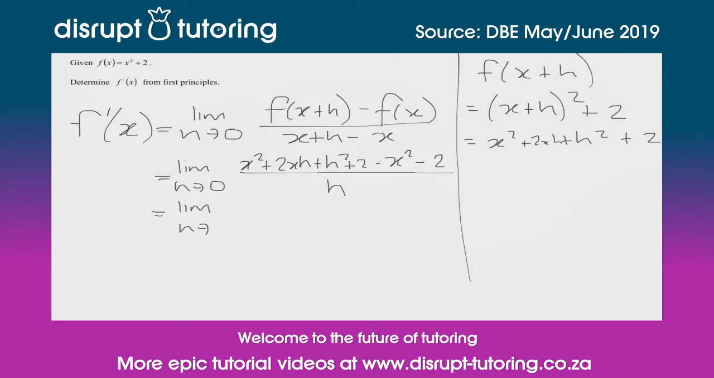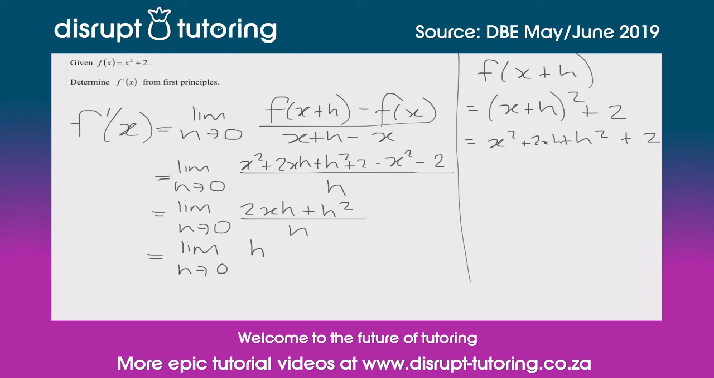Right, now let's simplify the numerator. So what do we have? We can cancel out the x squareds. We can cancel out our 2's. All right, so let's see. We're left with 2xh plus h squared over h. So that tends to 0. Right, now before we can put 0 into h, we can see we can't put a 0 at the bottom because it's going to be undefined. So we need to do one last thing before we can sub in the limit.